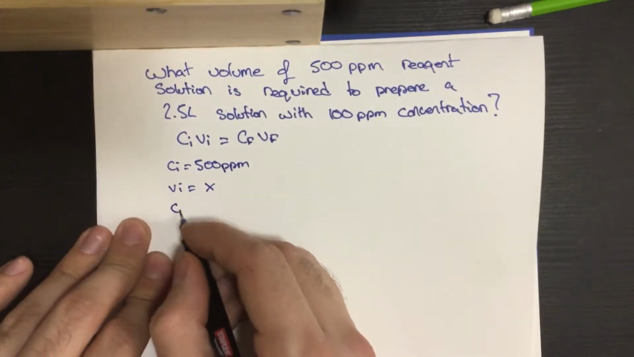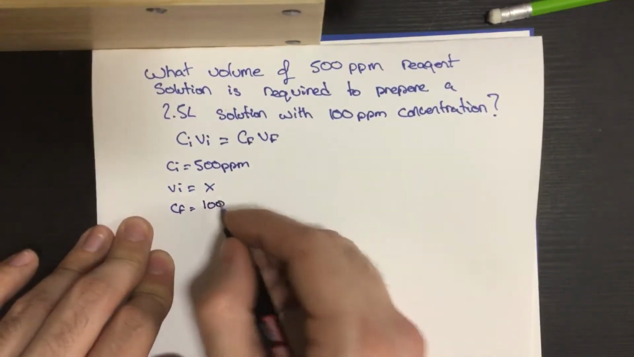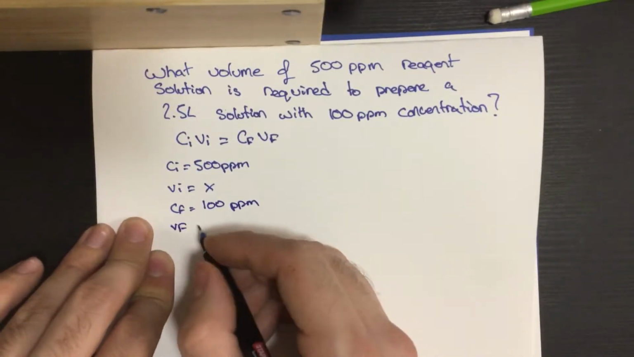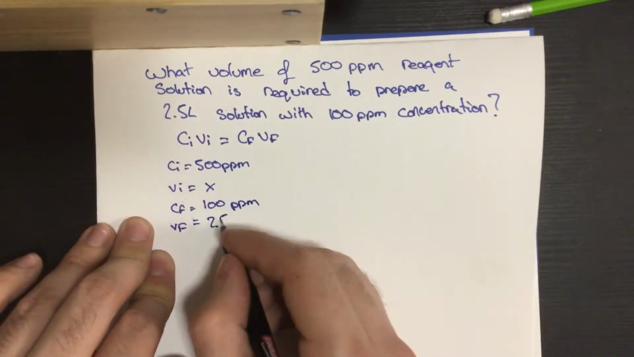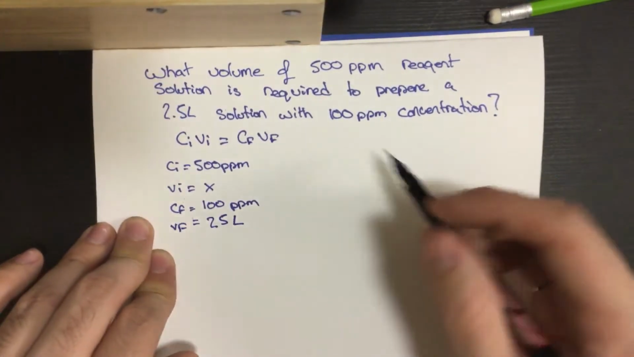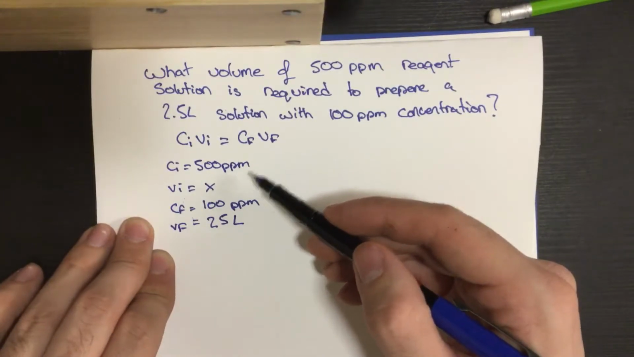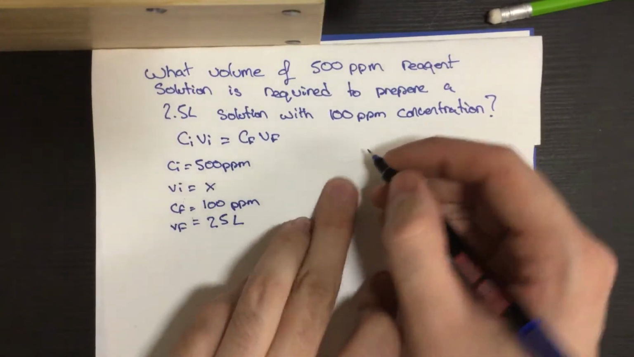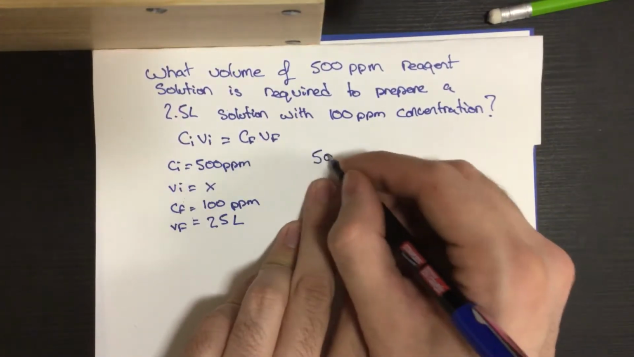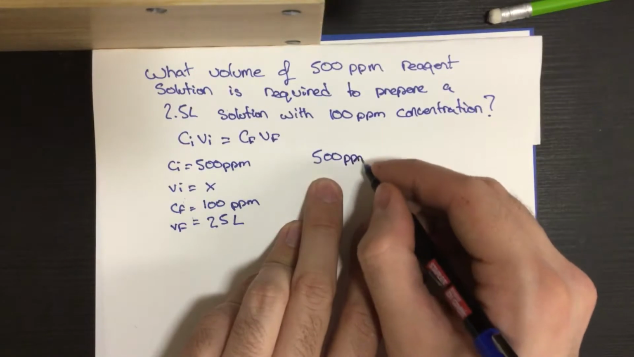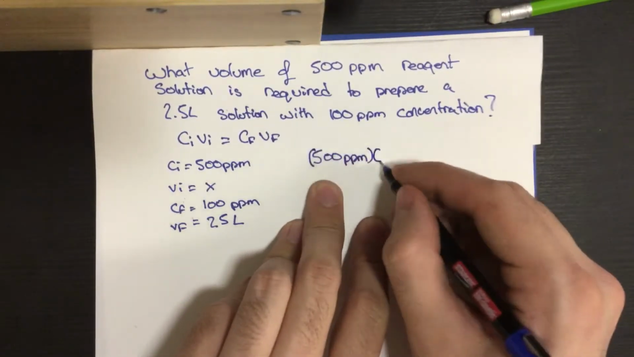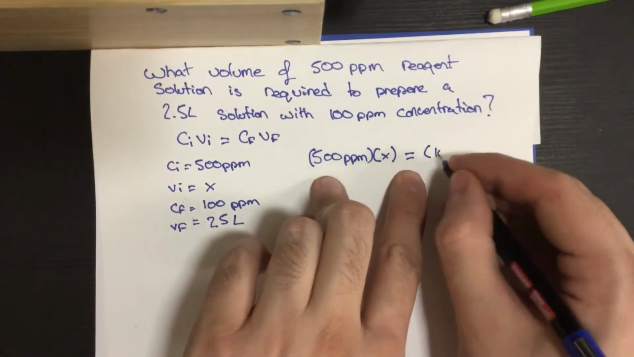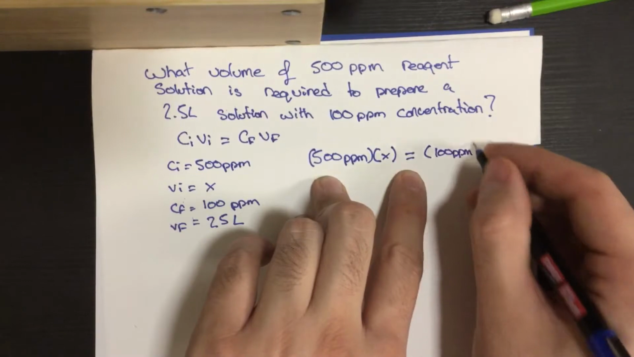I know that I want a final concentration of 100 parts per million, and I want a final volume of 2.5 liters. So this question is asking how much of this am I going to need to satisfy these end conditions. So let's plug these into our formula. 500 parts per million multiplied by an unknown amount of that solution will eventually equal 100 parts per million of a 2.5 liter solution.